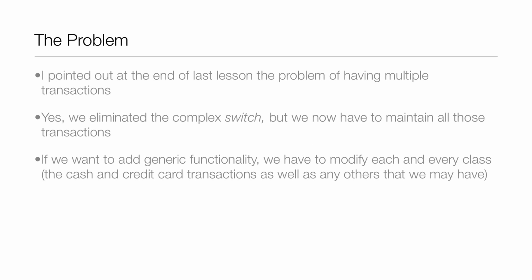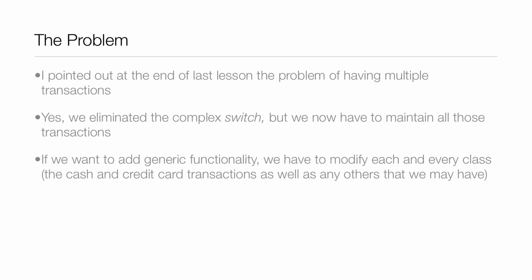Now, there is a problem with our program. I pointed out at the end of last lesson the problem of having multiple transactions. Yes, we eliminated the complex switch, but we now have to maintain all these different transactions. And I know technically we haven't actually switched out the switch statement, but theoretically we have. We just haven't gone into code quite yet and switched it out.